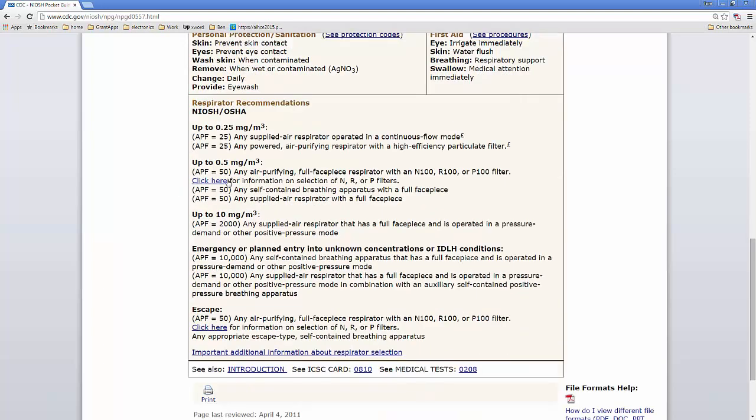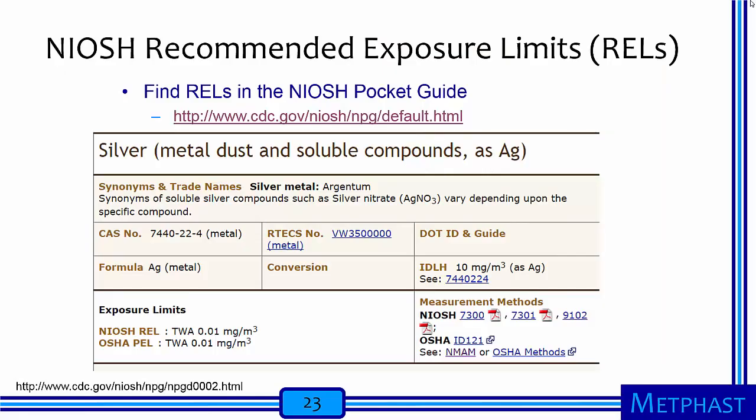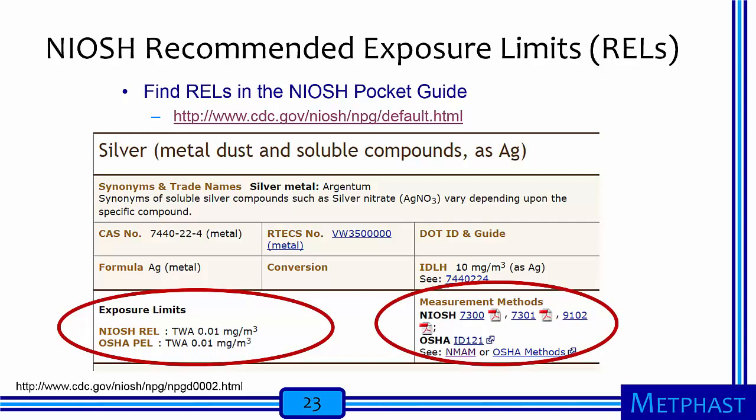And then also at the very bottom there is respirator recommendations. So now I close this document and I'm going to return back to the presentation. Here I just want to show you again, this is the silver table from the NIOSH Pocket Guide, and I want to highlight there are NIOSH recommended exposure limit or REL, OSHA permissible exposure limit or PEL, and there's also measurement methods which are extremely useful for figuring out how to actually take a measurement.